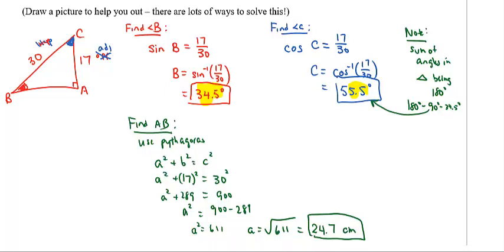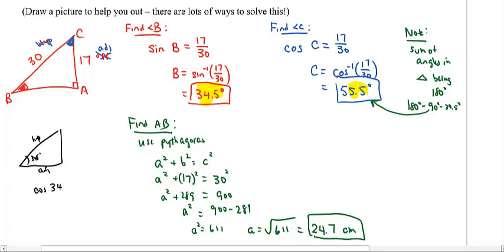Okay. Now you may be thinking, Mr. Lee, couldn't I have done AB another way? Yes, you could have, right? Knowing the angle now, like knowing the angle of B, let's say that's 34.5, you could have figured out the adjacent side and the hypotenuse by using cosine. So cosine of 34.5 equals the adjacent, which is what you're missing, over 30. And if you do the calculations, you would have gotten the same answer.